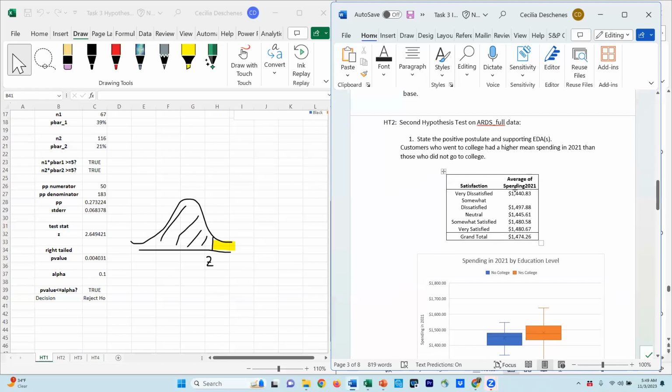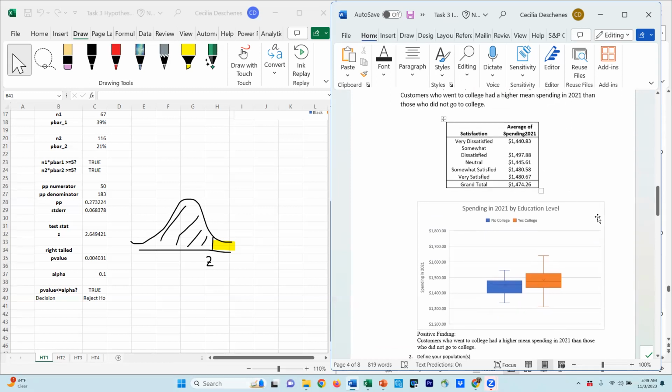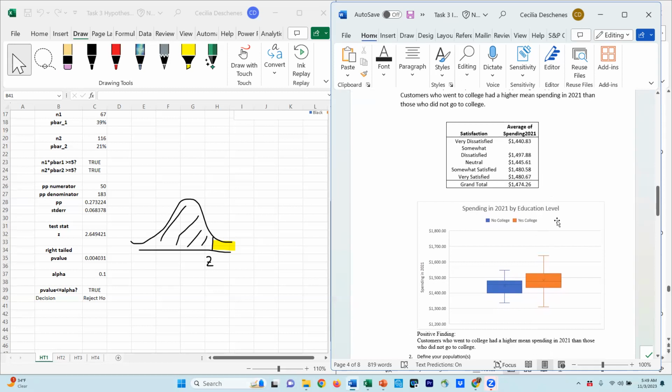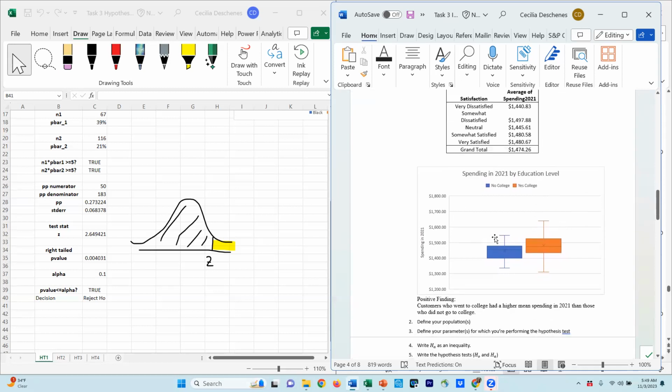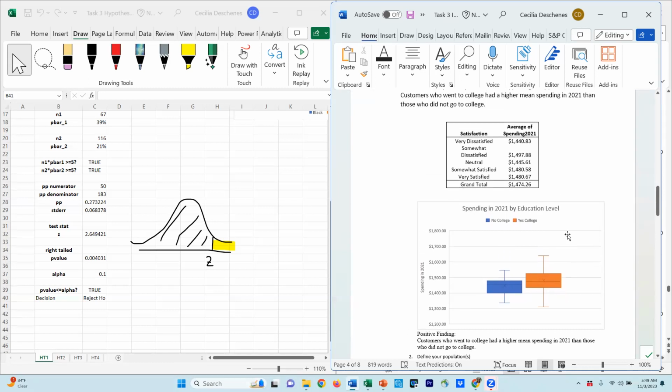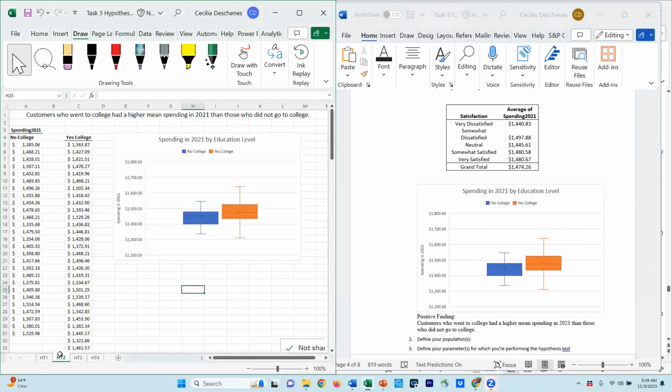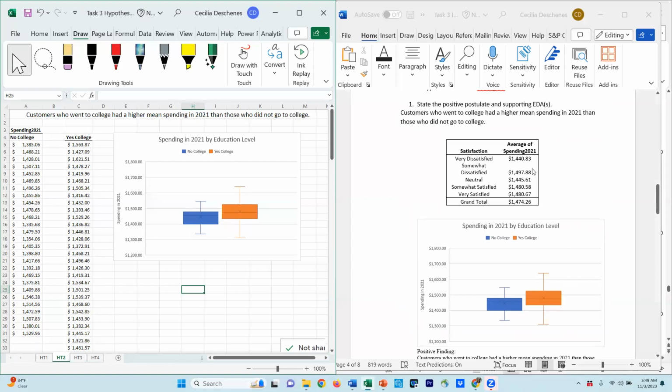the second hypothesis test: customers who went to college had a higher mean spending in 2021 than those who did not go to college. And what I told you is, if you had something like this, you would have categorical and numerical, and you'd have multiple box plots. So you'd have side-by-side box plots. And here I am going to focus on the second graph. I could do the first one.